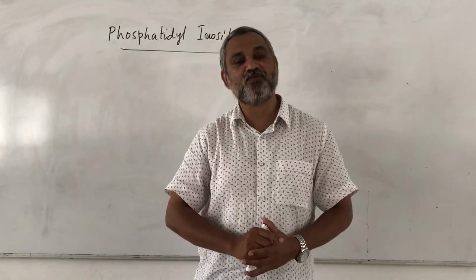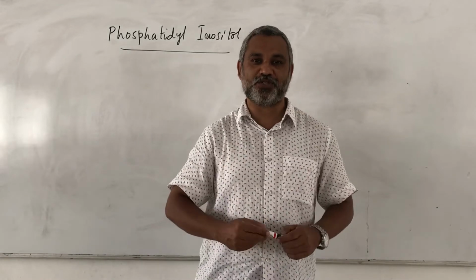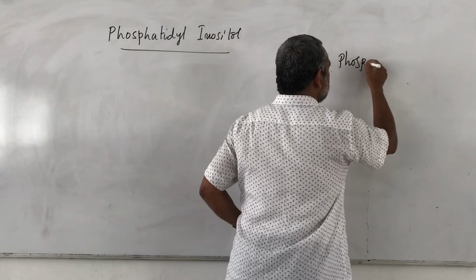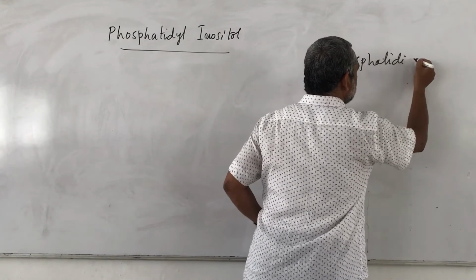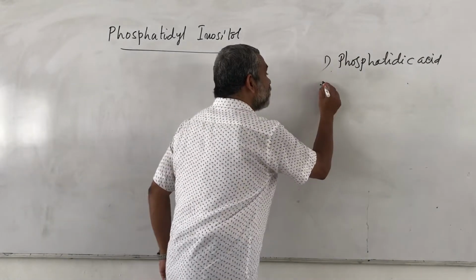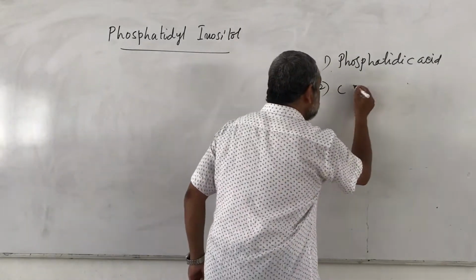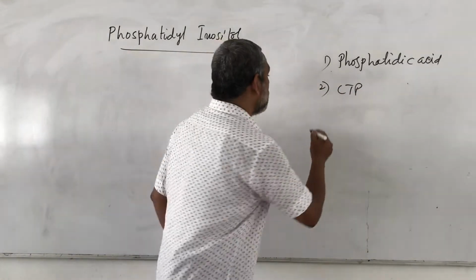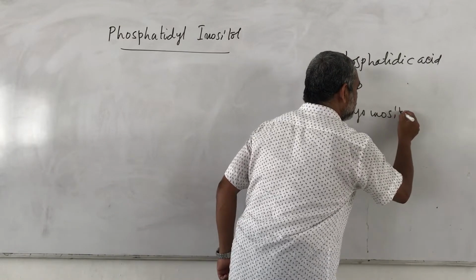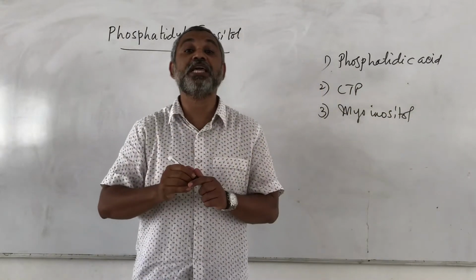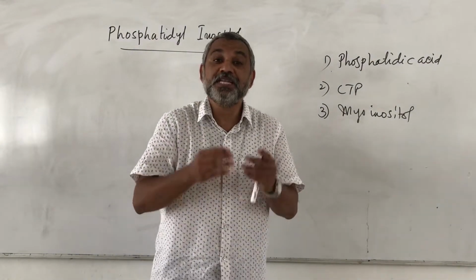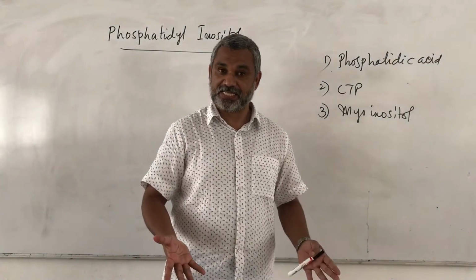What are the requirements for synthesizing phosphatidylinositol? So we require a phosphatidic acid, this is the first requirement, then we require a CTP molecule, then we require myoinositol. So these are the 3 requirements for synthesizing phosphatidylinositol. In simple 2 steps we will be making this.